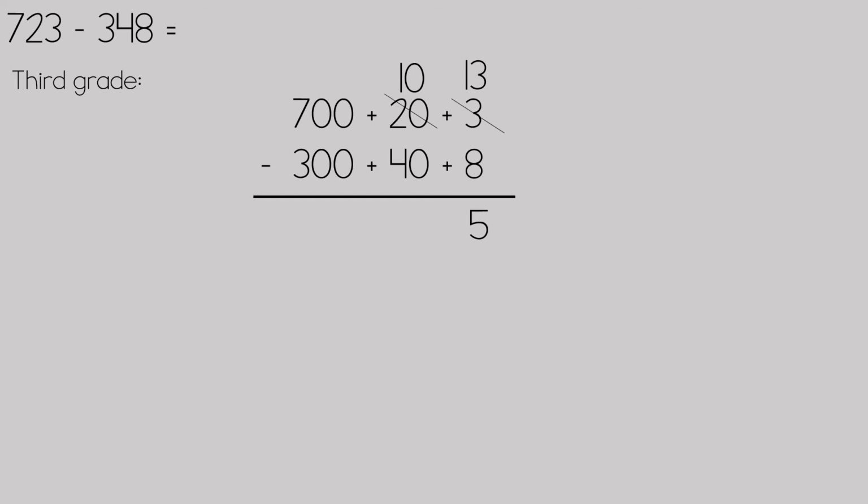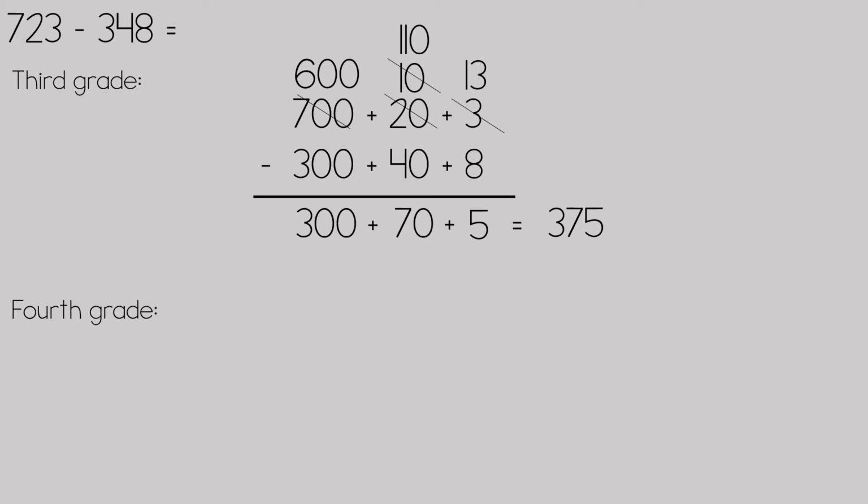Moving to the tens place, we will need to regroup from the hundreds place. 700 regrouped to the tens place means that 700 is regrouped to 600, and the 10 regroups to 110. 110 minus 40 equals 70. And lastly, we subtract from the hundreds place. 600 minus 300 equals 300. Then we add together each place value to arrive at the answer of 375.